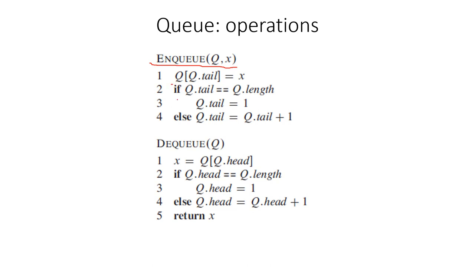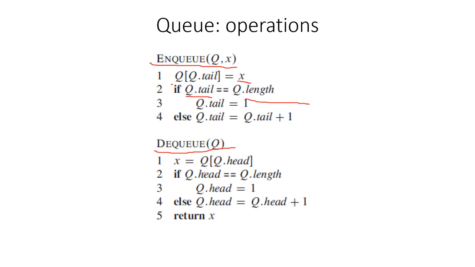We say that the tail element is equal to our x, and if tail is equal to the length of our queue, we say that tail is equal to 1. In all other cases, we add one more element. Then here is the deque, the queue.